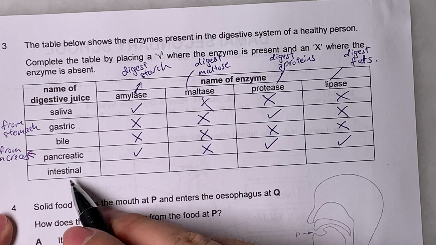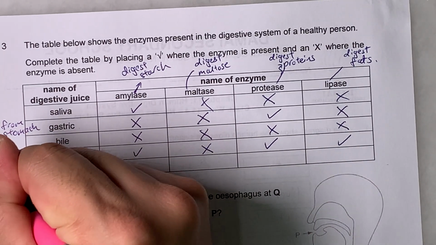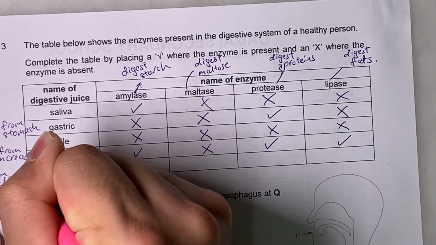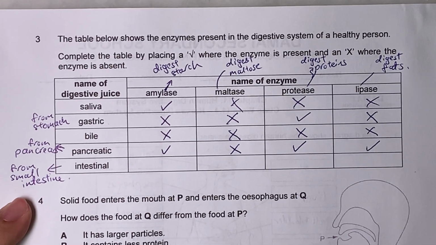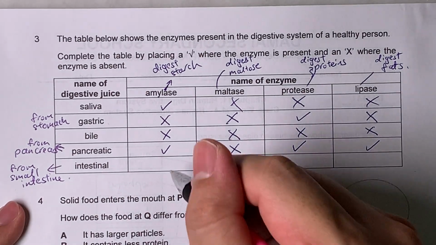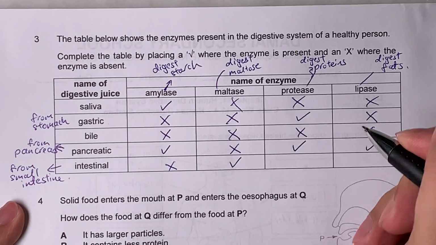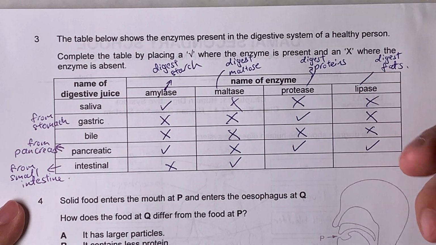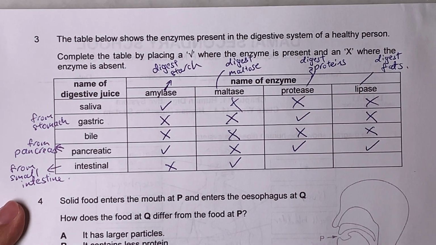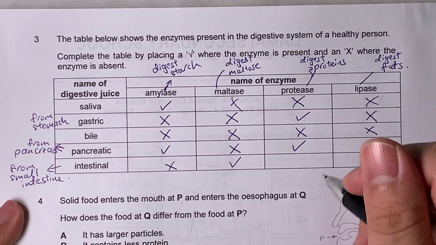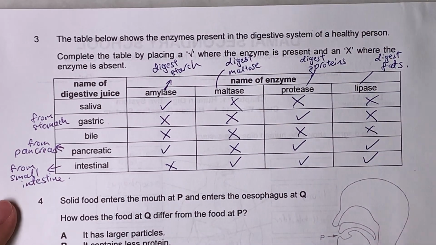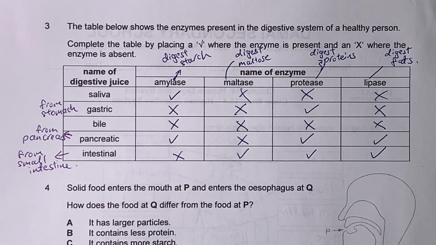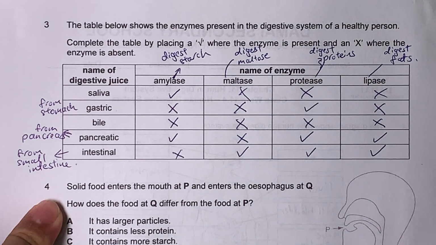Last part, the intestinal juices, that means from the small intestine. The small intestine does digest certain things as well. What do they digest? They digest the maltose. This is the second part of the digestion of the starch, so the maltose will be digested into glucose. They also produce protease and lipase to help with the digestion of proteins and fats. Having said that, let's move on to question 4.